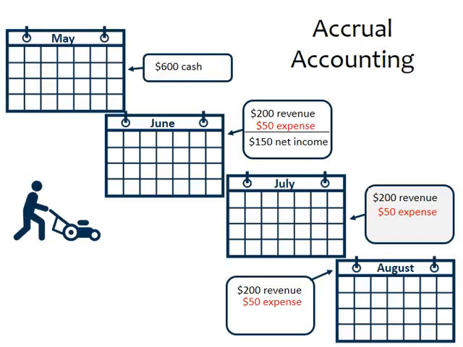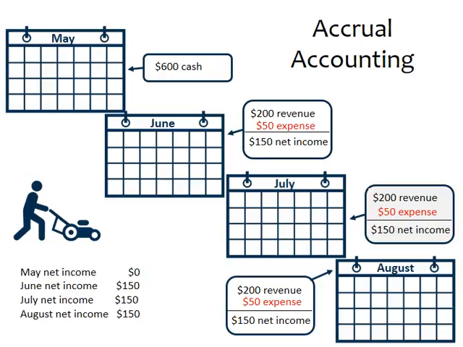Overall, it would show net income in May of 0 because it didn't perform any services in May. In June, July, and August, it would show $150 of net income in each month. Accrual basis accounting will represent economic reality much better than cash basis accounting.